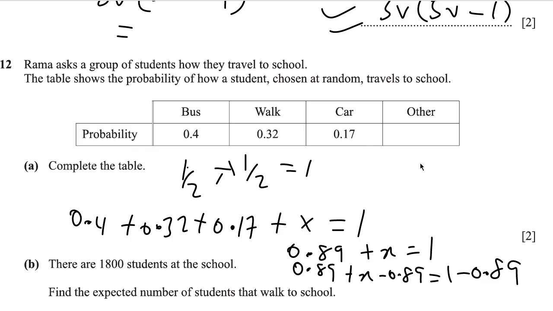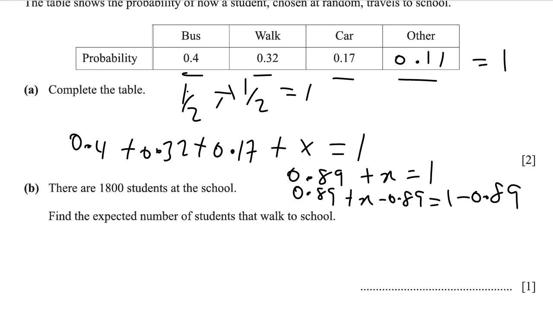We've gotten 0.11. And when you get something like this, always do a cross check of what you've written down. Add these values together again, and they should sum to 1, right? So that's the value of x.